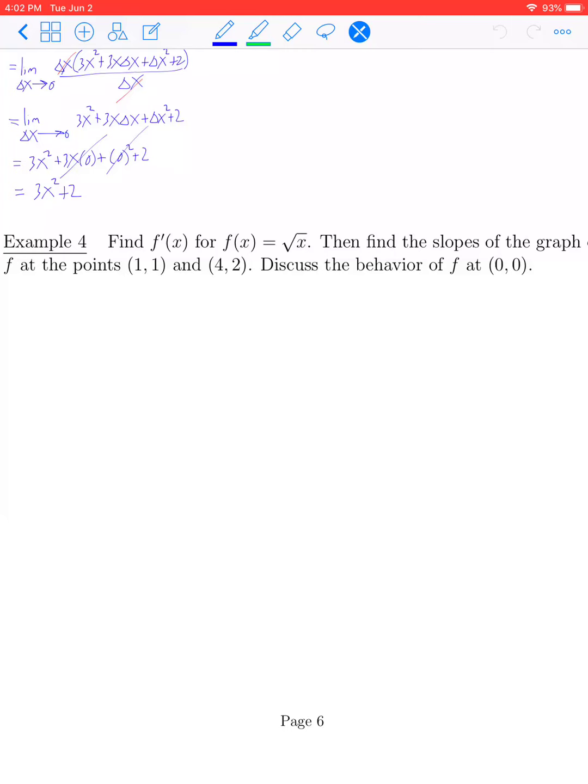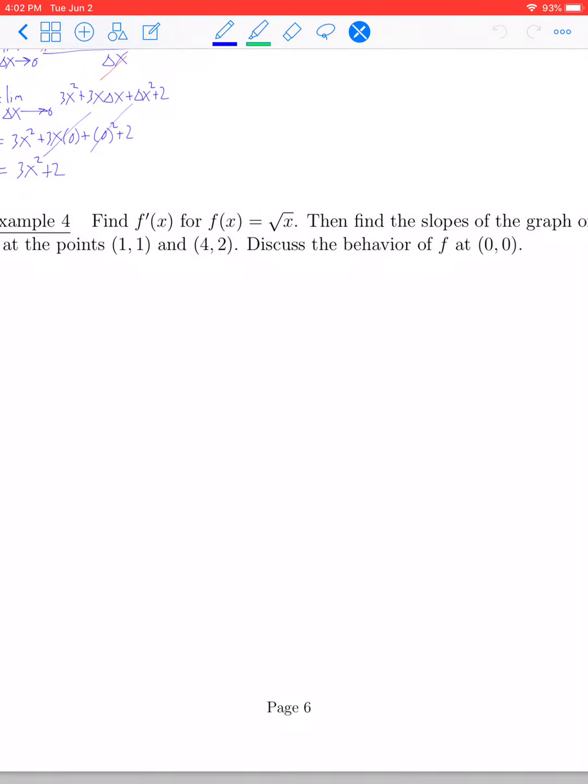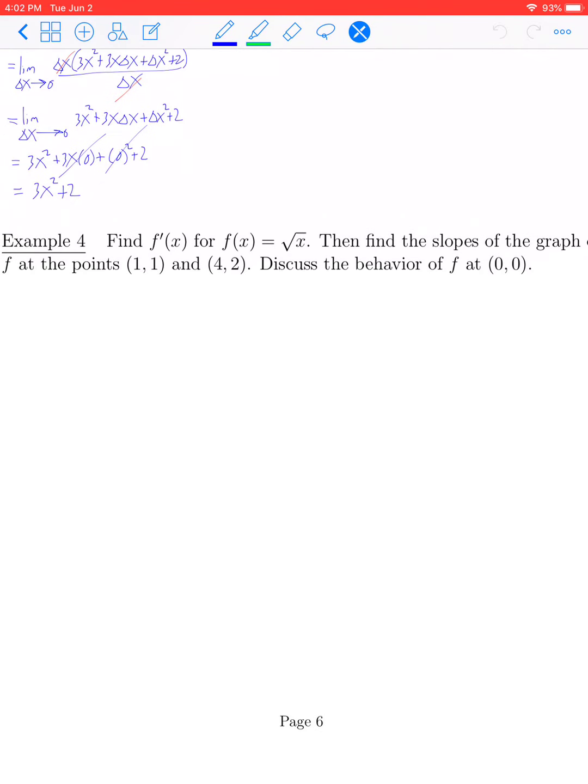Let's take a look at example 4. We're asked to find f prime of x for f of x equals the square root of x, and then we're going to use the derivative to find the slope of the graph of f at the following points: (1, 1) and (4, 2). And we're also asked to discuss the behavior of the function f at (0, 0).